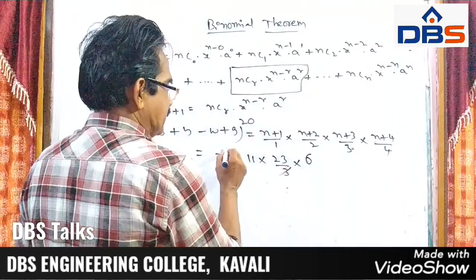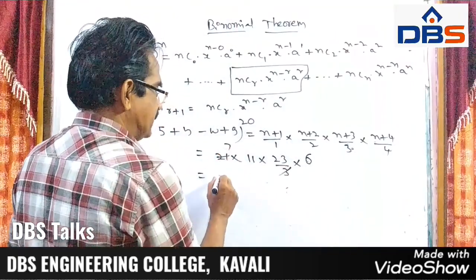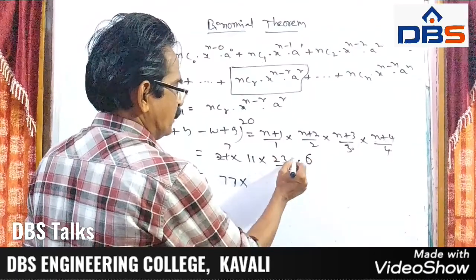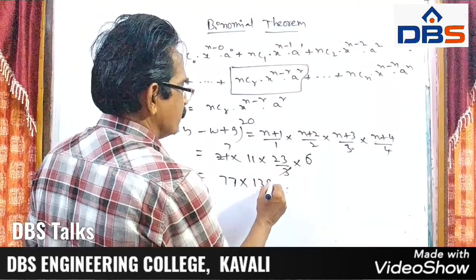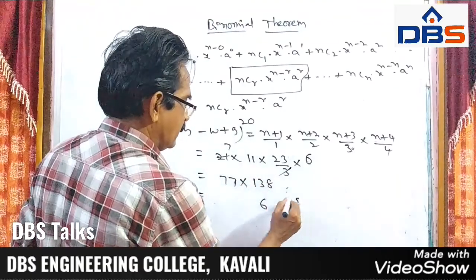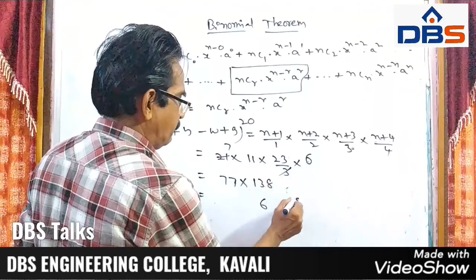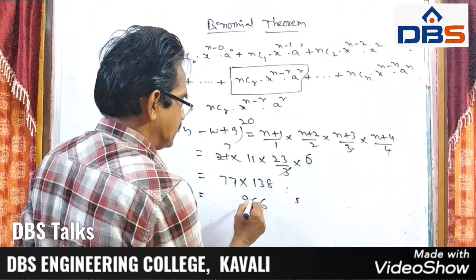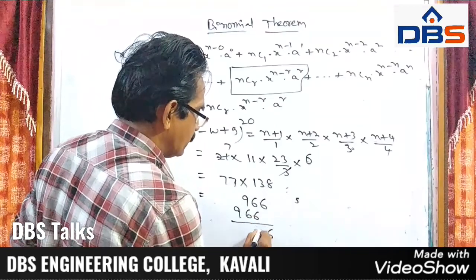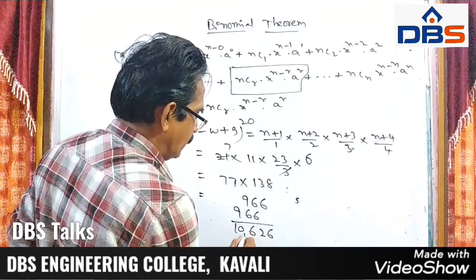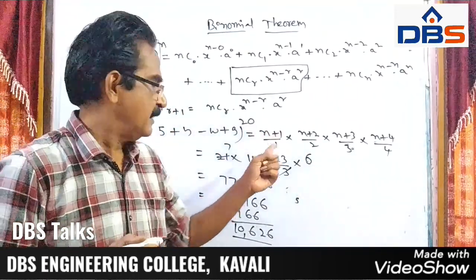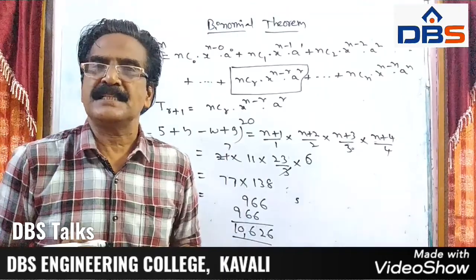So 3 sevens 77 into 23, so 138. 7 eights 56, 7 13s 91 plus 5 96, again 96, 966, 10,626. So the number of terms in this expansion is 10,626.